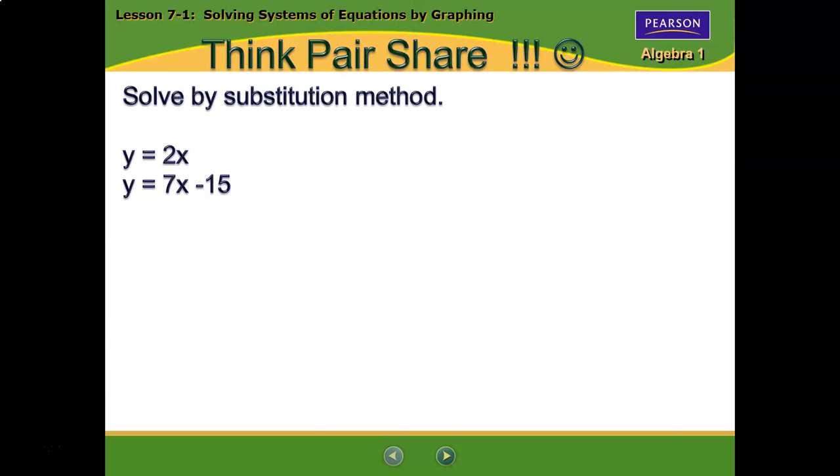Are they both in slope-intercept form? Are they both in standard form? Do I have one in slope-intercept form and one in standard form? You have to analyze your system to see what is given so that you can decide how you're going to move forward with this problem.